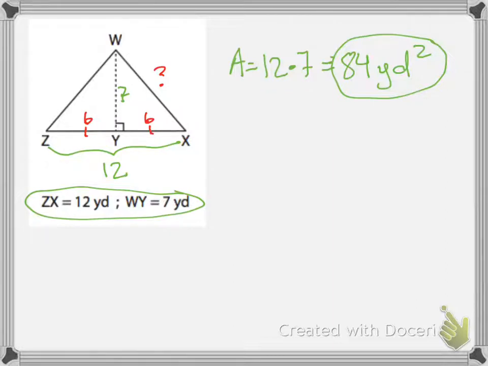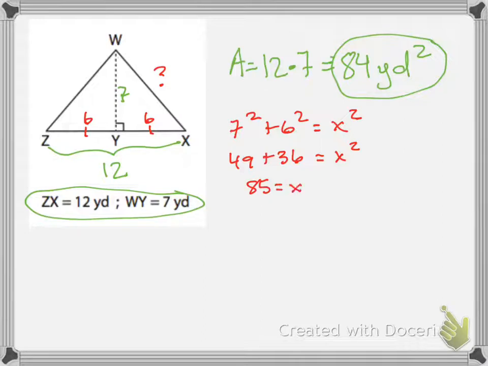I just would like to go through an example that includes Pythagorean theorem. So if we want to find this side here, we could do 7 squared plus 6 squared equals x squared. So 49 plus 36 is 85. So 85 equals x squared. And when we square root both sides, this is going to be about 9.2 based on the fact that the square root of 81 is 9.